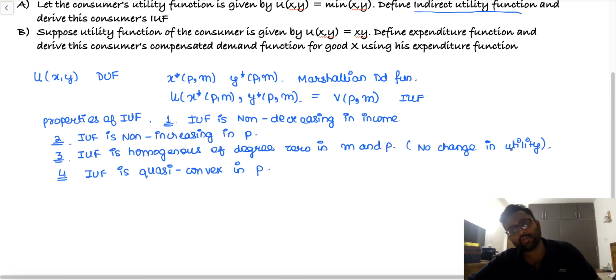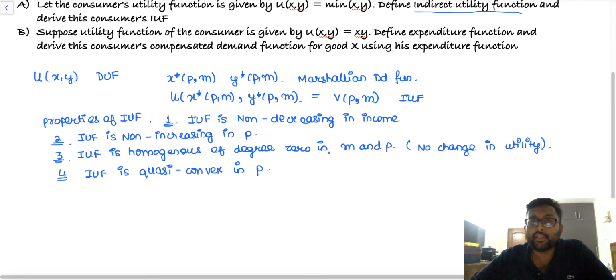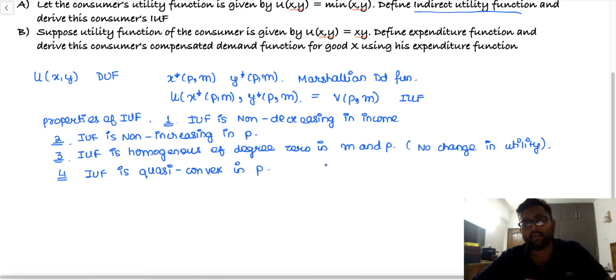No change in utility. So the indirect utility function is homogeneous of degree 0 in income and prices would mean that if income and prices both double, then there is no change in utility. If it were homogeneous of degree 1, then this would mean if income and prices double, then utility would also double. That is one thing.